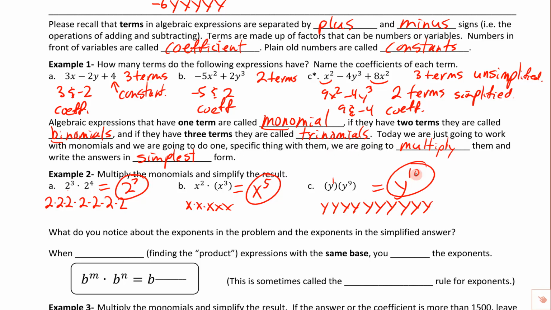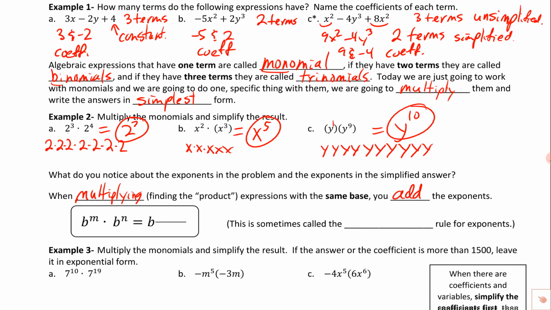Well, when multiplying, which is what we were doing right there, we said we were only going to be multiplying monomials, or in other words, if we say we're finding the product, that's a fancy word that says we're multiplying things. So when we're multiplying expressions with the same base, what we do is we add the exponents. So you'll notice we did 3 plus 4 was 7, 2 plus 3 was 5, 1 plus 9 is 10.